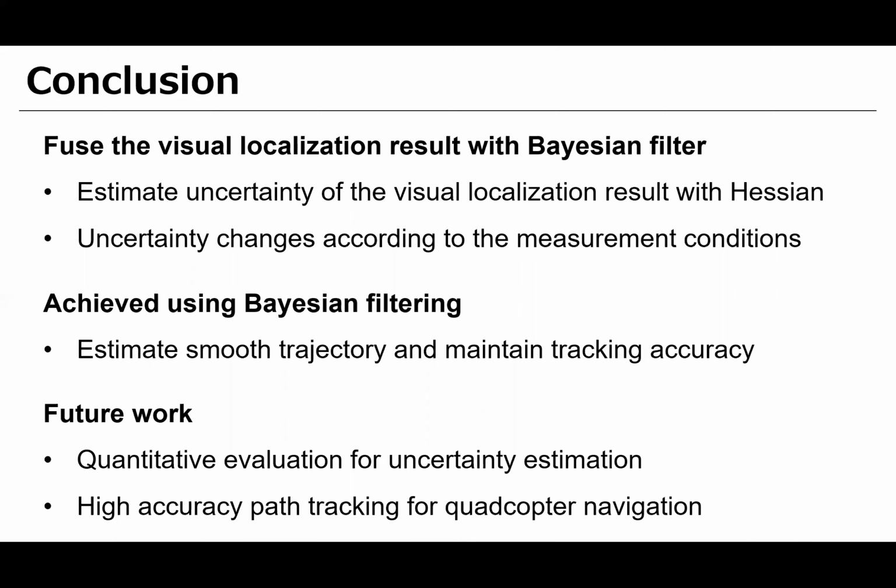We first tested uncertainty estimation performance under different measurement conditions and confirmed that the uncertainty appropriately changes according to the measurement conditions. By using the fusion, we achieved smooth trajectory estimation while maintaining the path tracking accuracy.